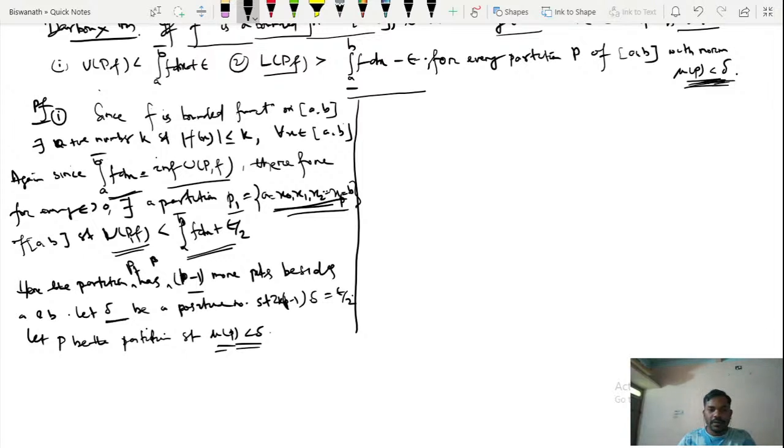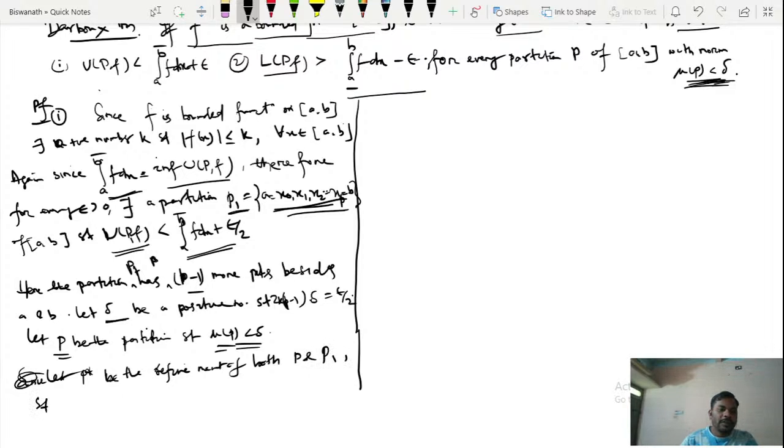Before that we already know that P is a partition and P1 is also another partition, so if you will use that condition, let P star be the refinement of both P and P1, such that P star is equal to P union P1. Since P star is P union P1, we can say P star is the refinement of P, and also P star is the refinement of P1.